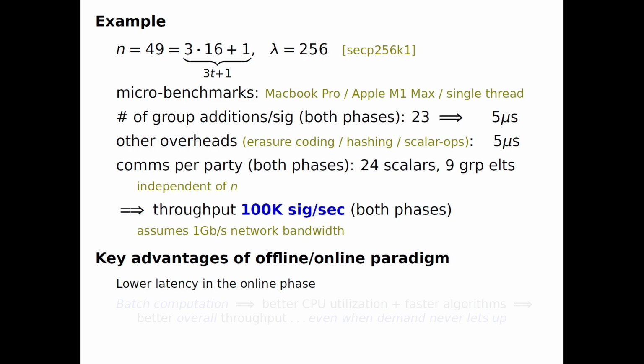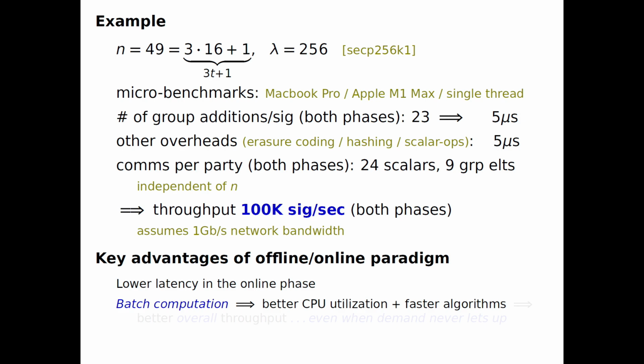Yes, you get lower latency in the online phase because you're computing these pre-signatures in advance. But because these pre-signatures, as Yiping talked about, are message independent, you can generate them in large batches of thousands at a time. That means you can use faster algorithms that would otherwise be unavailable to you, and because you generate them concurrently, you get better CPU utilization because you're not waiting.